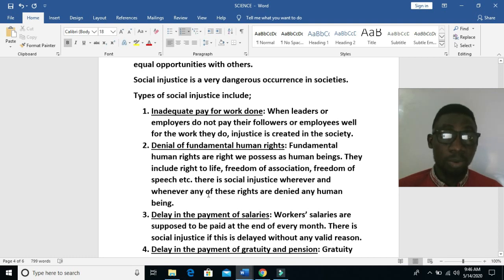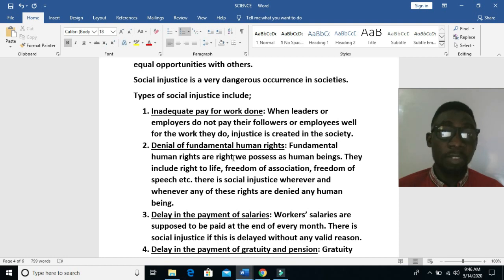Another example we can find around today, number two, is denial of fundamental human rights. I would like to explain what fundamental human rights exactly means before we can talk about the denial of fundamental human rights. Fundamental human rights are the rights we possess as human beings. Take note of this point. Example is right to life. As a human, you have the right to life.